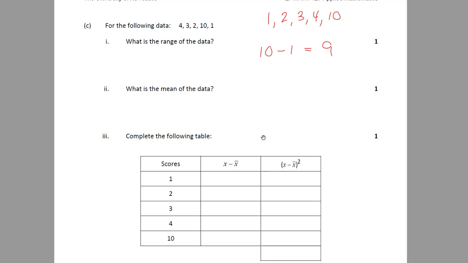What's the mean of the data? In this case, there are only 5 scores. So the mean is the sum of them. 1 plus 2 is 3, plus 3 is 6, plus 4 is 10, plus 10 is 20, divided by 5 numbers. The mean is 4, that's right.